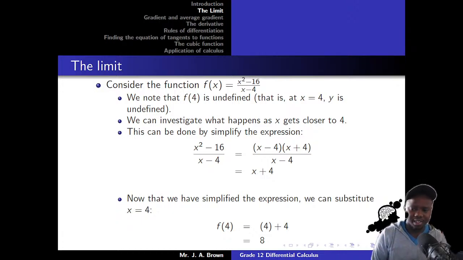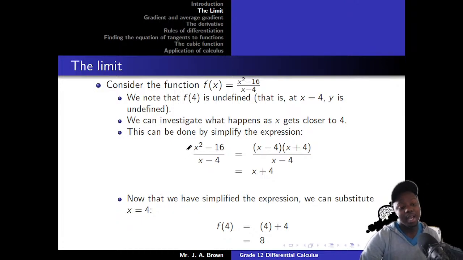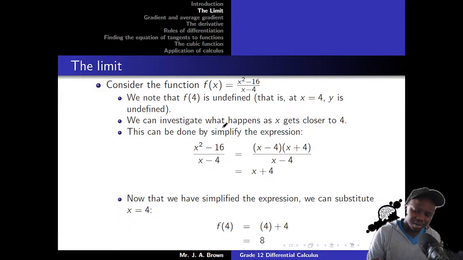Now notice that we had to factorize the expression before we could substitute x equals 4, because had we substituted x equals 4, we were going to get undefined. This does not necessarily mean that you always have to factorize. There are cases in which it is possible to factorize, but you still get a division by 0. In such an instance, the limit does not exist. I hope that that makes sense.